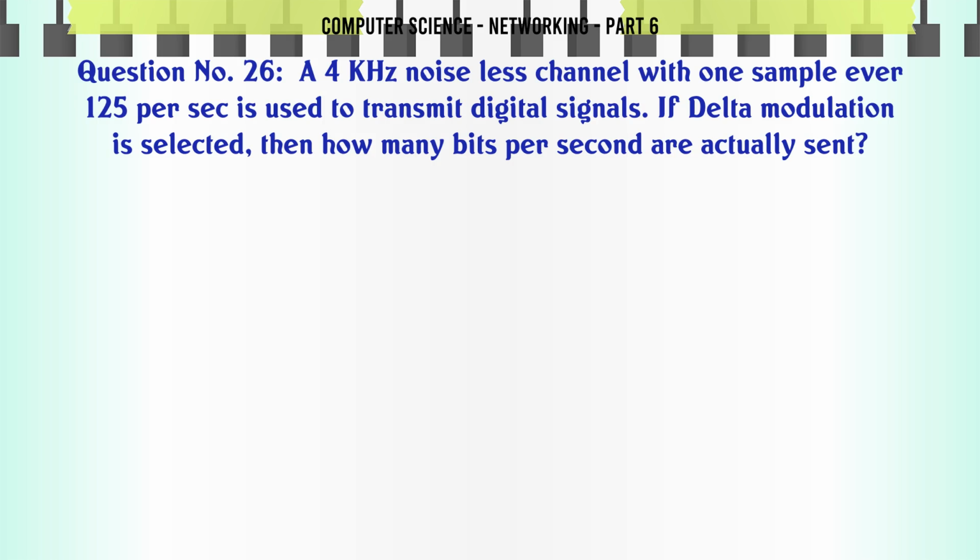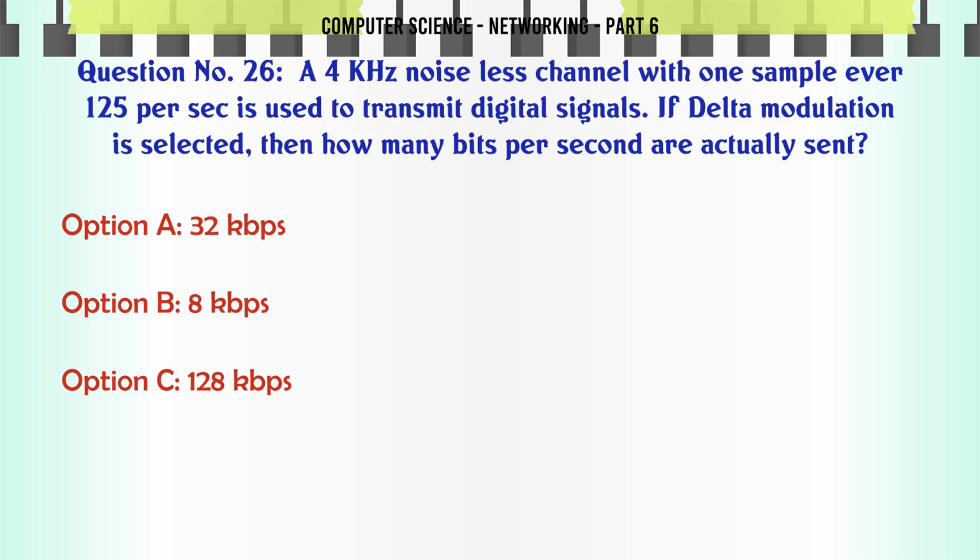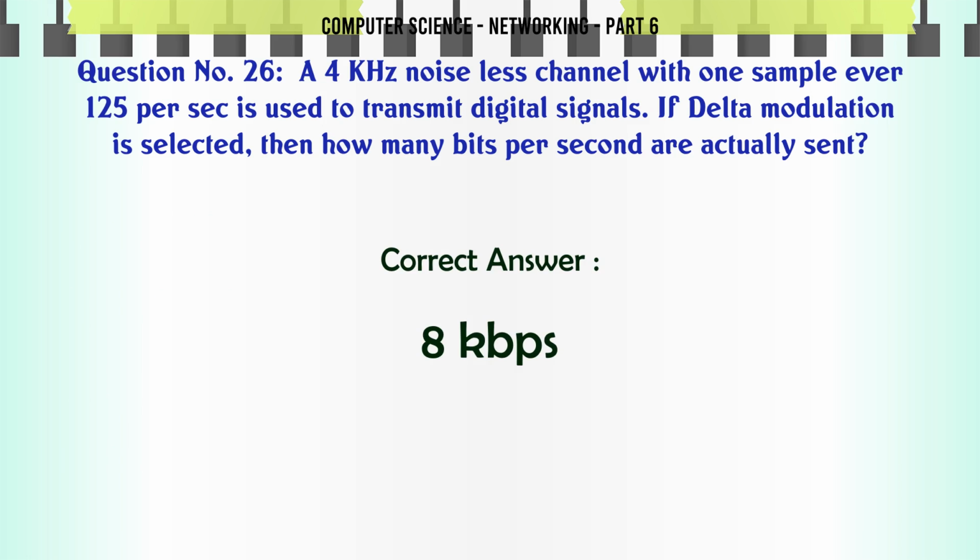A 4 kHz noiseless channel with one sample every 125 microseconds is used to transmit digital signals. If delta modulation is selected, then how many bits per second are actually sent? A. 32 kbps. B. 8 kbps. C. 128 kbps. D. 64 kbps. The correct answer is 8 kbps.